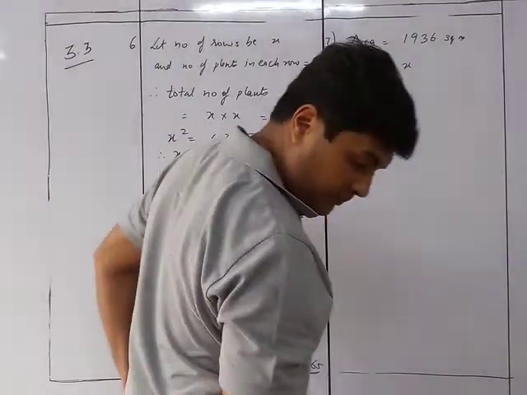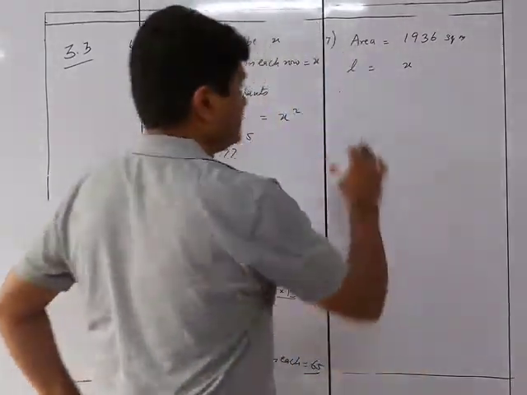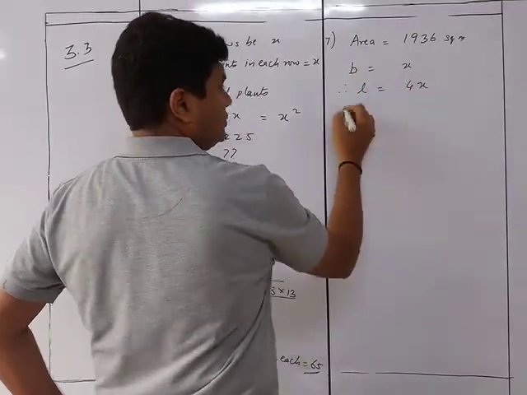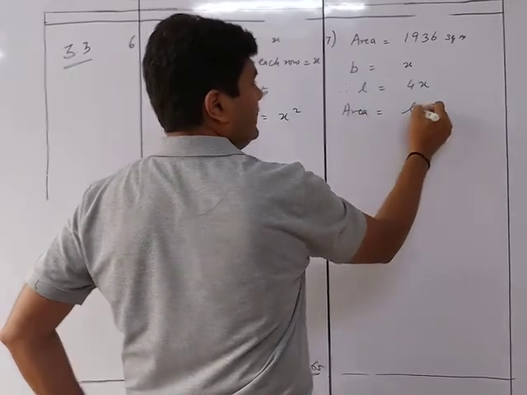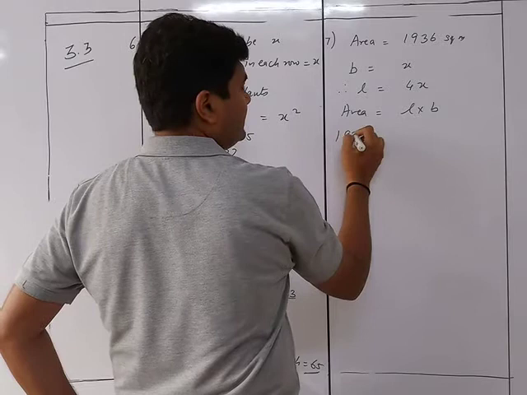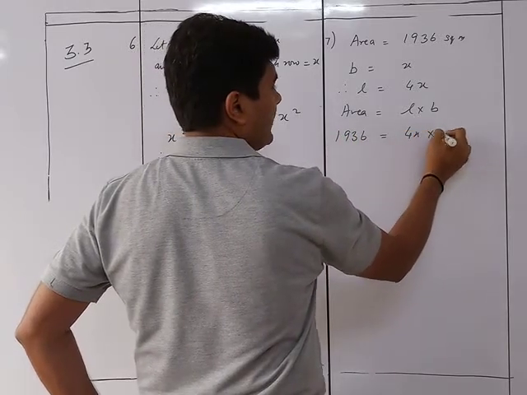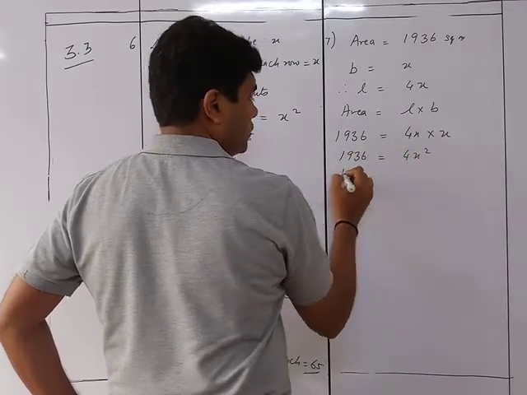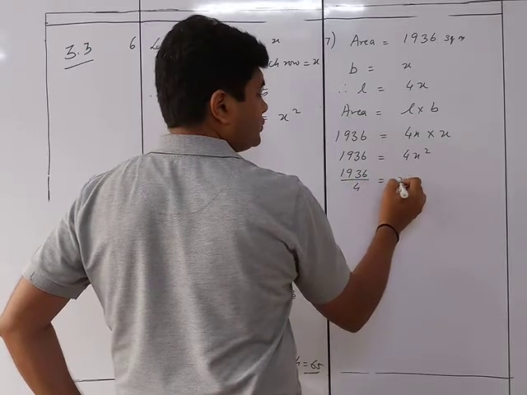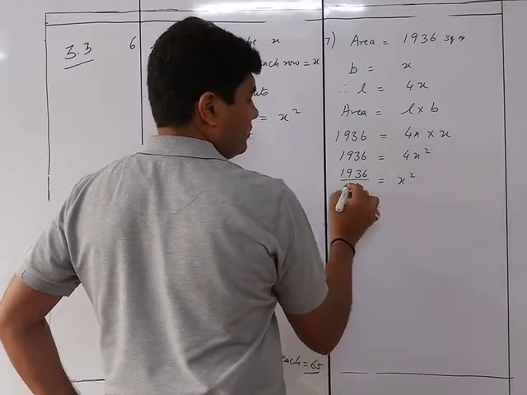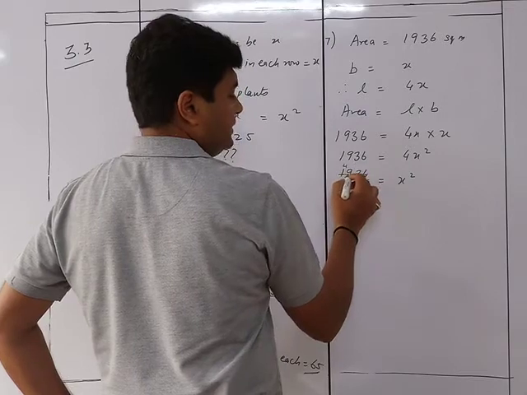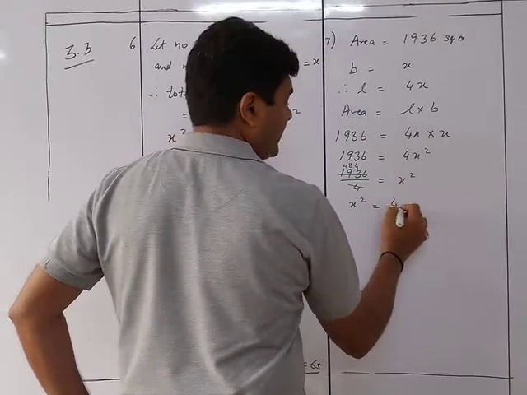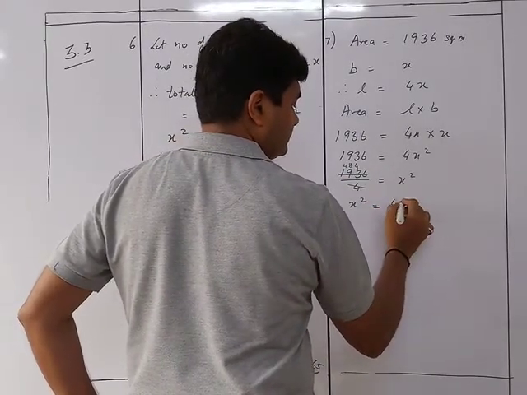Since the length is 4 times its breadth, we take breadth equal to X, so length will be equal to 4 into X. Area is equal to length into breadth. So 1936 is equal to 4X into X, which is nothing but 1936 is equal to 4X square. So 1936 upon 4 is equal to X square. Now we do the cancellation: 4 4s are 16, then 8s are 32 and 16s are 4. It will be 484.